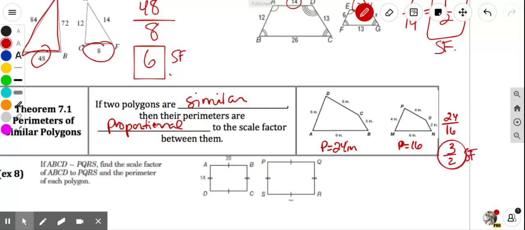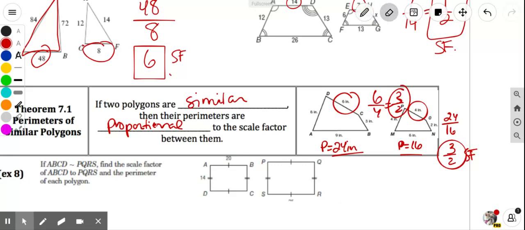So that was me taking the perimeters and writing a scale factor. You would get the same thing if you did the sides. 6/4 is also 3/2. So see how the sides and the perimeters have the same scale factor. You can use that to help you find perimeters rather than finding each individual side.